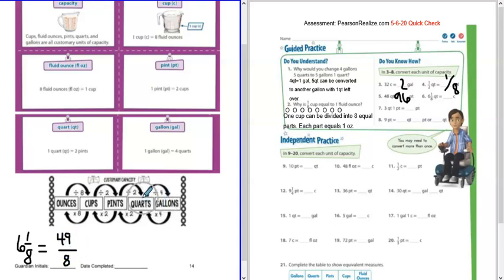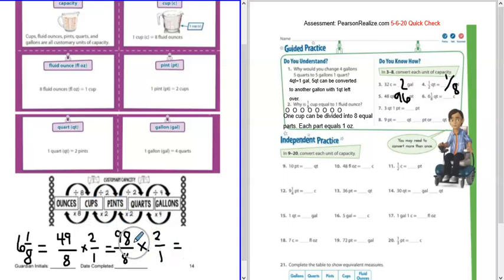And then we're going to go from quarts to pints. So we're going to multiply by 2 over 1. So taking 49 and multiplying that by 2 gives us 98. And then 8 times 1 is 8. And then we did quarts to pints. Now we need to do pints to cups. So we're going to multiply by 2 again. We have 2 over 1.